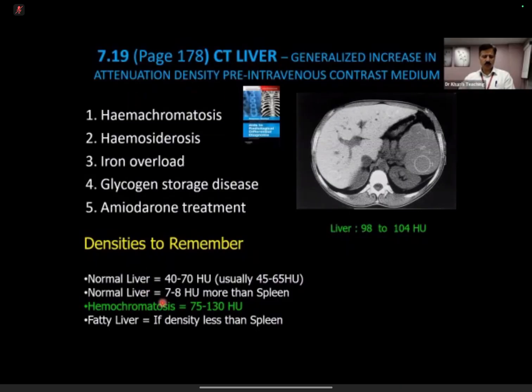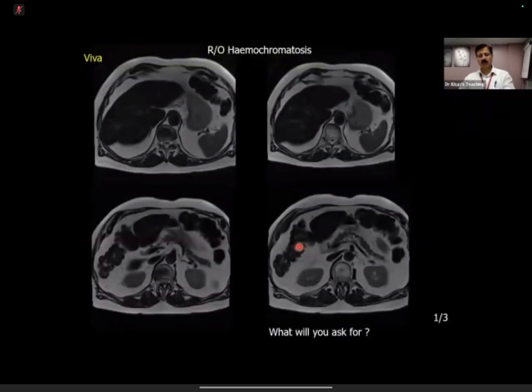Now, these are points to remember. Normal liver is 40 to 70 Hounsfield. Usually it is 45 to 65. Normal liver is 7 to 8 Hounsfield more than the spleen. In hemochromatosis, it can be anywhere between 75 to 130. And if liver density is less than spleen, then it might be fatty liver. So the idea was to show you this increased density.